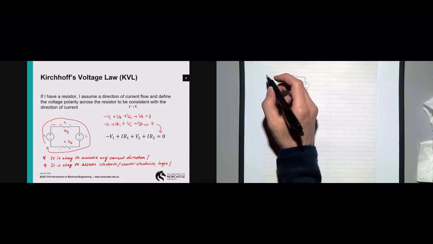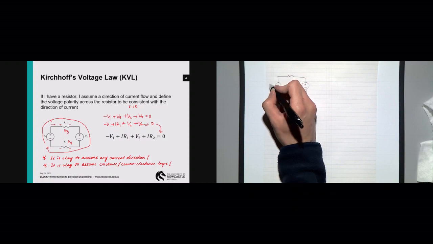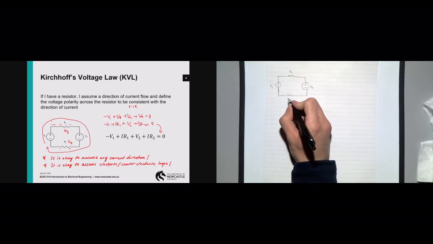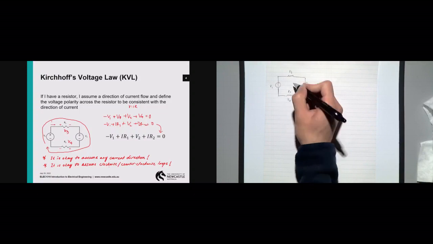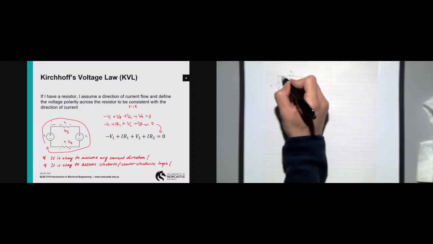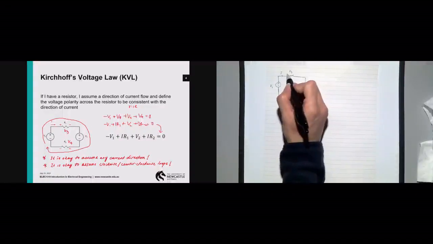Okay, I put in the labels. This is V1, this is V2, this is V3, this is V4. This is R2, this is R1. All right, so I will still assume my current direction here, which is I. After assuming this current direction, I set my polarity.